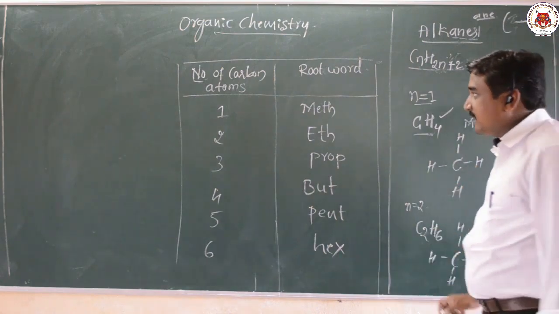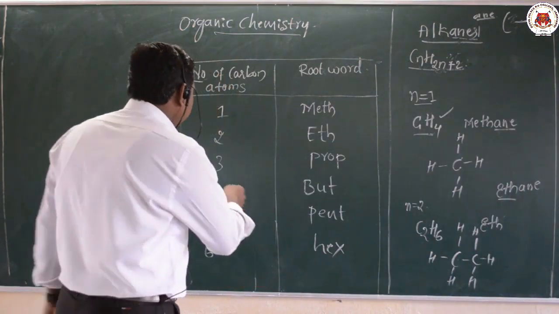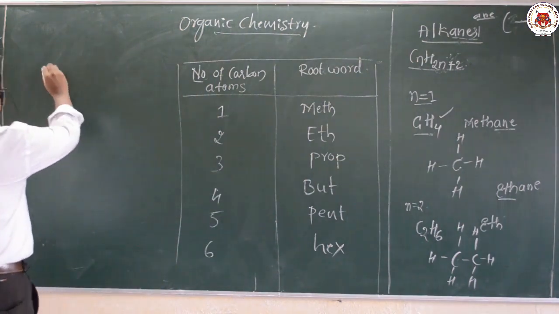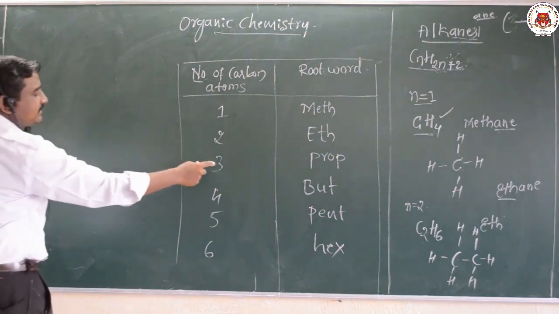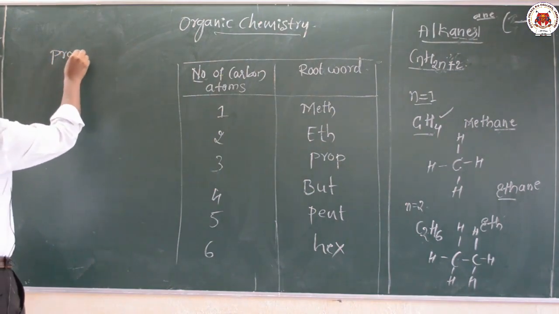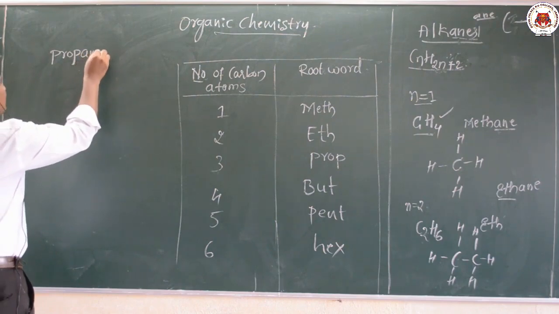Okay, so similarly, you can go for the next one. I will write the next one, the compound containing 3 carbon atoms. I will write the name of the compound directly. If the compound contains 3 carbon atoms, the root word used is prop. Suppose the compound contains only single bonds, then you can write propane.